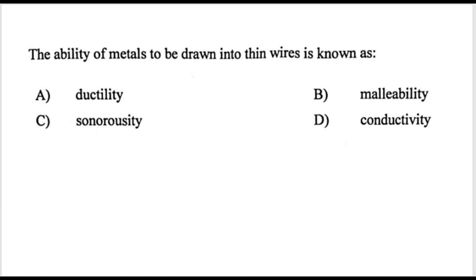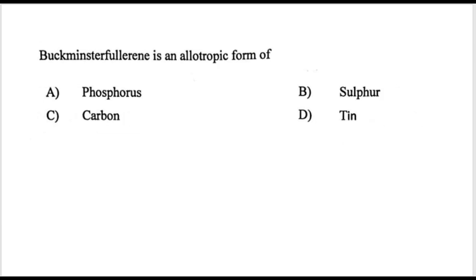The ability of metals to be drawn into thin wires is known as, so if they are drawn into thin wires, this property is called ductility. And malleability is the property of making it into thin sheets. Sonorosity is the ability to make a ringing sound. Conductivity is the ability to conduct heat and electricity. So metals, if they can be pulled into thin wires, that is due to ductility, and the most ductile metal is gold.